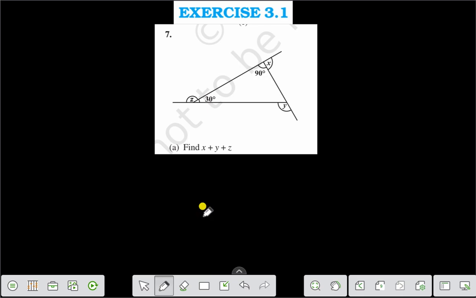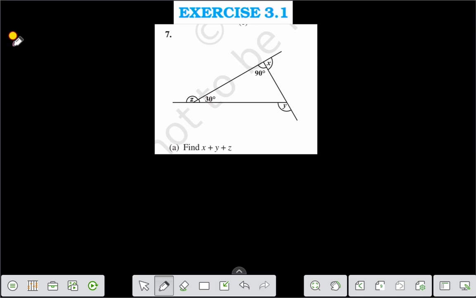Here you see that this is a linear pair, that is z plus 30 is 180 degree, and this is also a linear pair, that is x plus 90 is also 180 degree, right? You have to find this value first, right? Let us find the value.